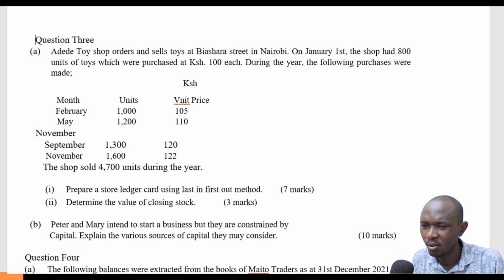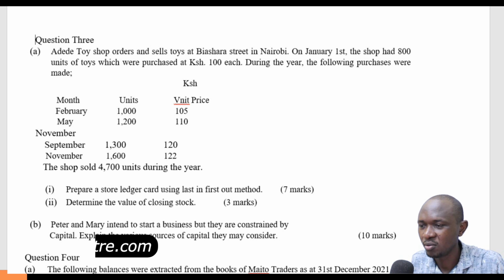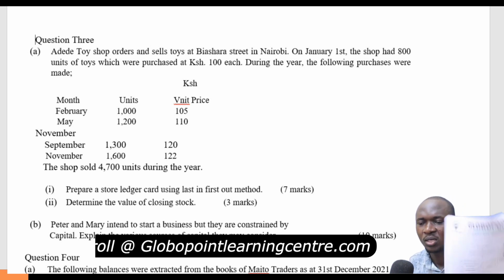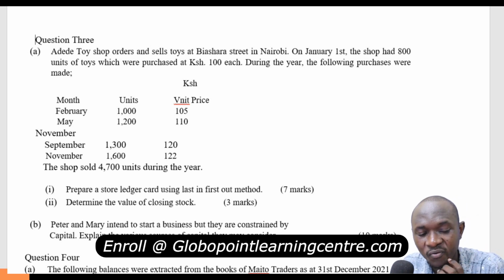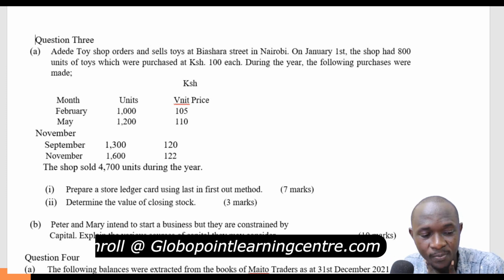September, 1300 units at 120 shillings. Then November, 1600 units at 122 shillings. The shop sold 4,700 units during the year.